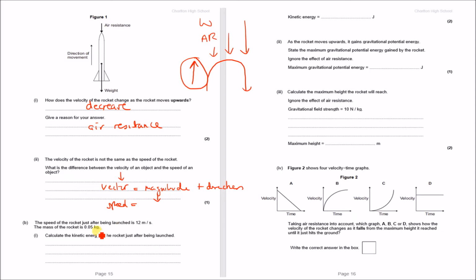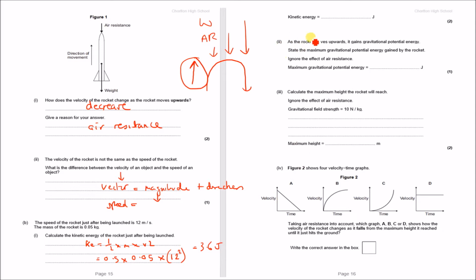Okay, the speed of the rocket just after being launched is 12 meters per second. The mass of the rocket is 0.05 kilograms. KE is equal to half times mass times velocity squared. So that's equal to 0.5, and we're going to multiply that by the mass, which is 0.05, and we're going to multiply that by 12 squared. Remember, you need to do this first, and that will give you an answer of 3.6 joules.